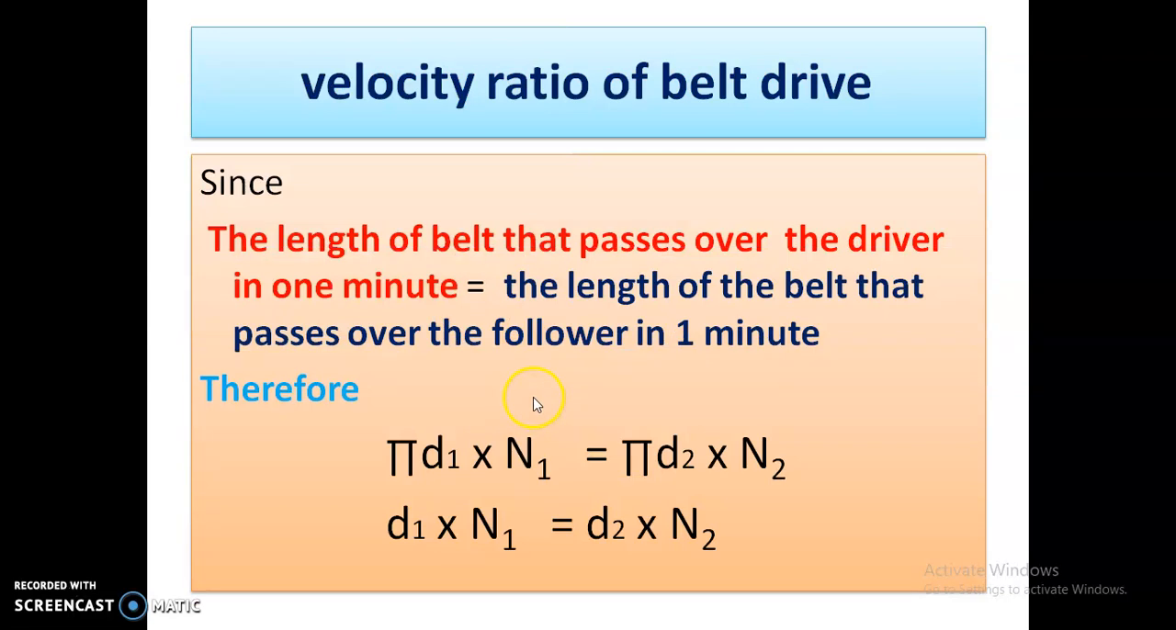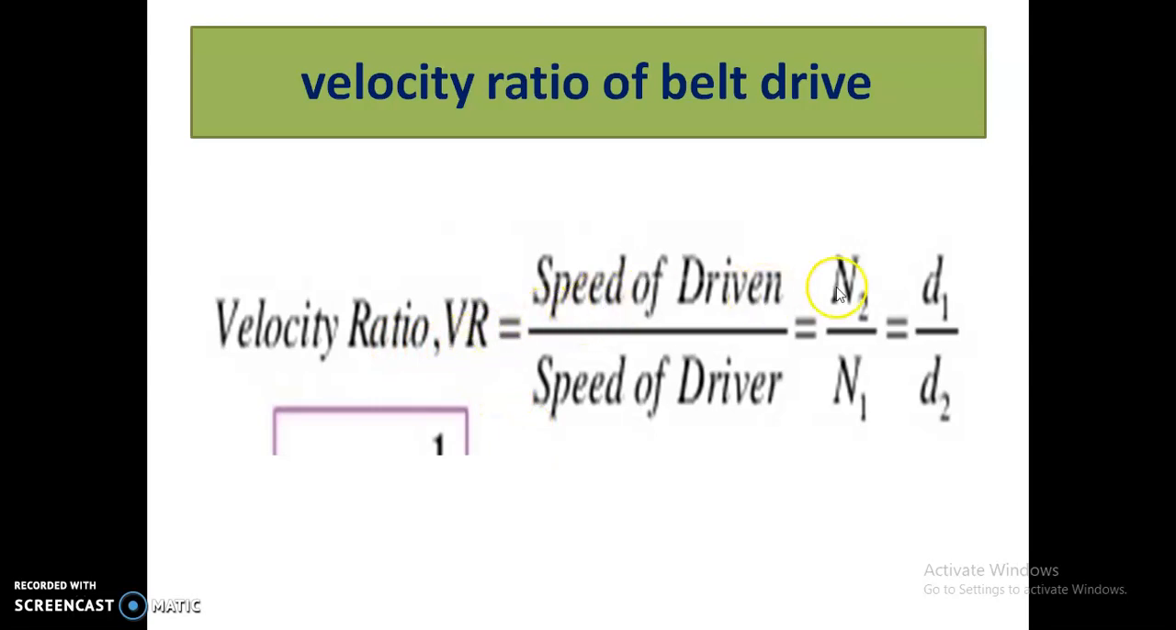Here we have one condition: the length of the belt that passes over the driver pulley in 1 minute should be equal to the length of the belt that passes over the follower pulley in 1 minute. So according to this we can write pi d1 n1 is equal to pi d2 n2. Here pi gets cancelled. So finally we have the relation d1 into n1 is equal to d2 n2. From this relation we can write the velocity ratio of the belt drive: n2 by n1 is equal to d1 by d2.